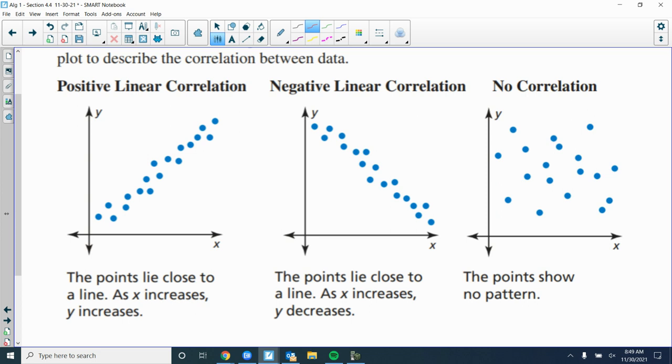Think about this. The number of hours worked, say in a week, and your pay. Should there be a positive correlation? Yeah, I hope the more hours I work, I don't get less money. Okay. All right. Negative correlation. It's going to be going down.